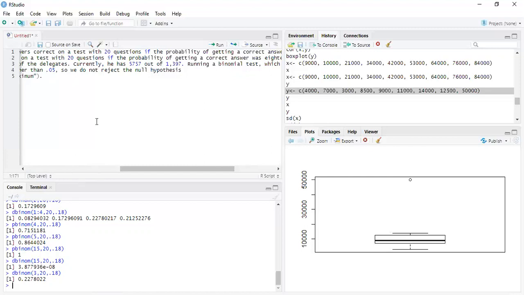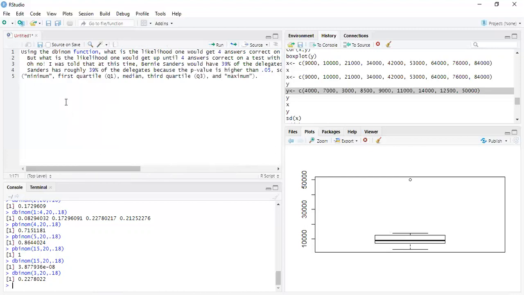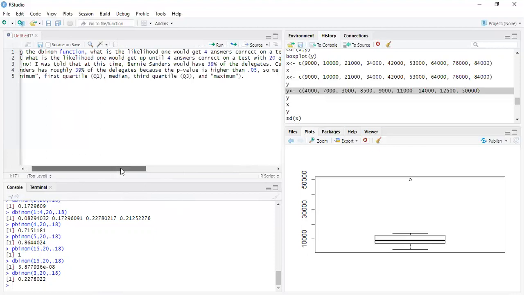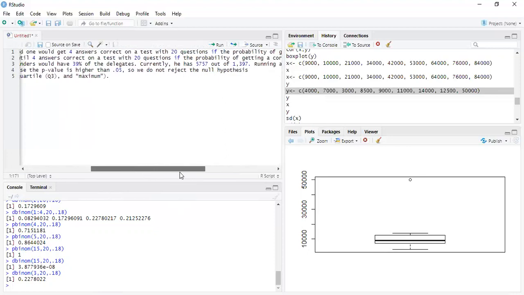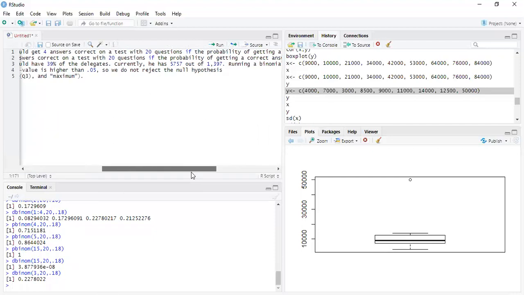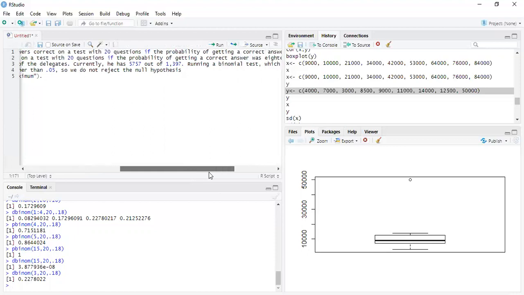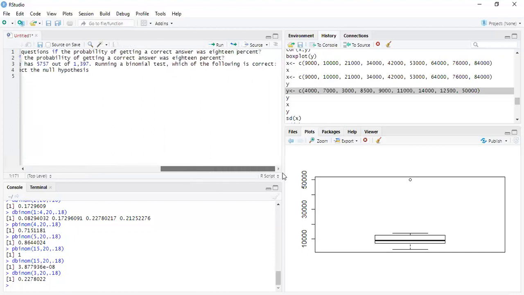So let's take the other one. Sanders has roughly 39% of the delegates, and that's going to be basically the answer. But I was told that at this time, Bernie Sanders would have 39% of the delegates. Currently, he has 573 out of 1,397. Running a binomial test, which of the following is correct?